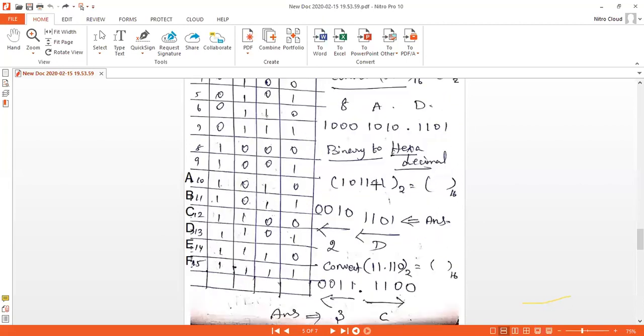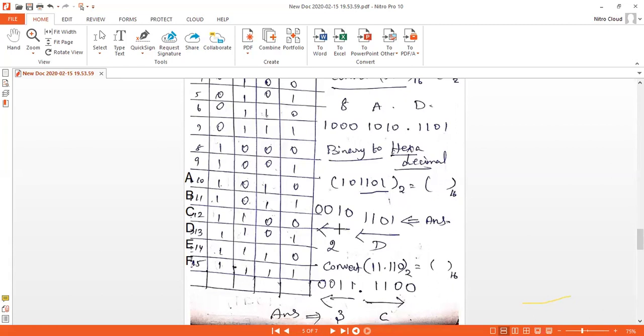Okay, now binary to hexadecimal. So they are given a binary value 101101. Octal means I told you the number should be broken into 3 digits. Hexadecimal means 16, so the number is broken into 4 digits. This is the last 4 digits, correct? 1101 I have written, correct? Then 10 is pending, only 2 digits.